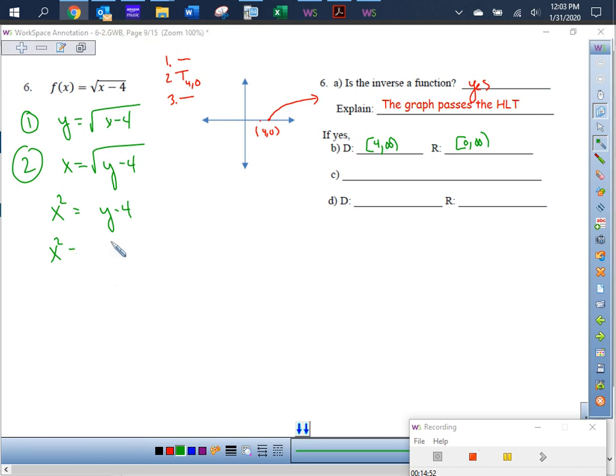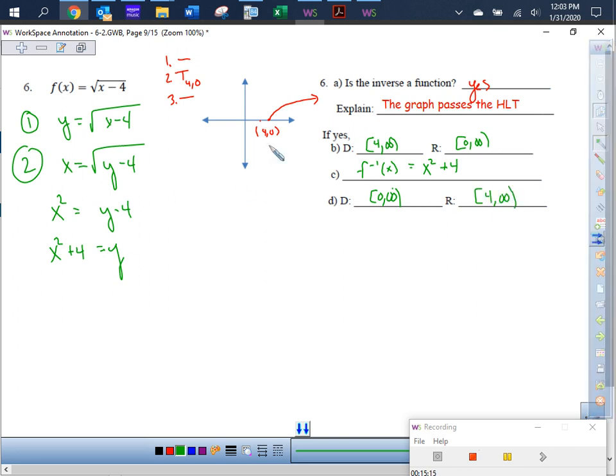Sorry, I'm having trouble writing today. There we go. And then step 4, f inverse of x equals x squared plus 4. The domain of that guy is now the original range, switchy switchy, and the range of this guy is the original domain. And I just want to show you now on paper, let's see if this makes sense.